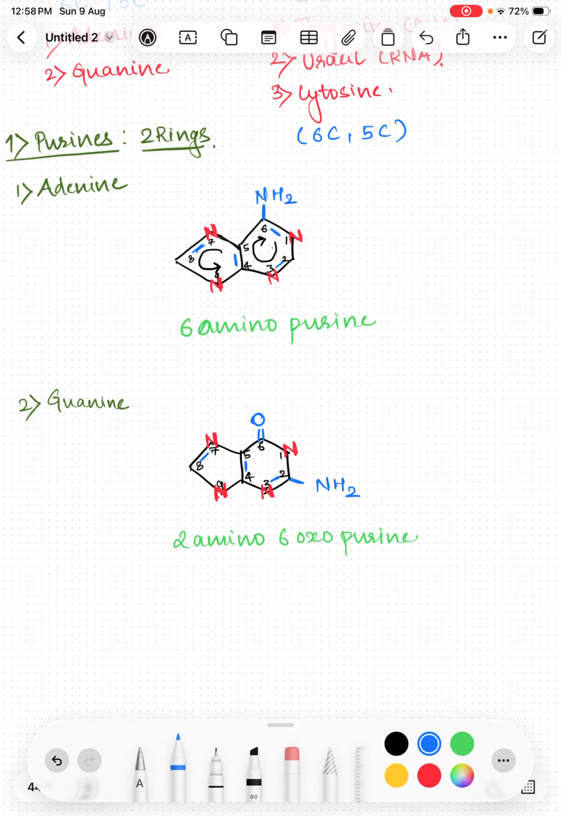And then at carbon number 6 of adenine you will draw an amino group, and at carbon number 2 of guanine you will draw an amino group, and at carbon number 6 of guanine you will draw an oxo group. This is the basic difference between adenine and guanine, which are purines.